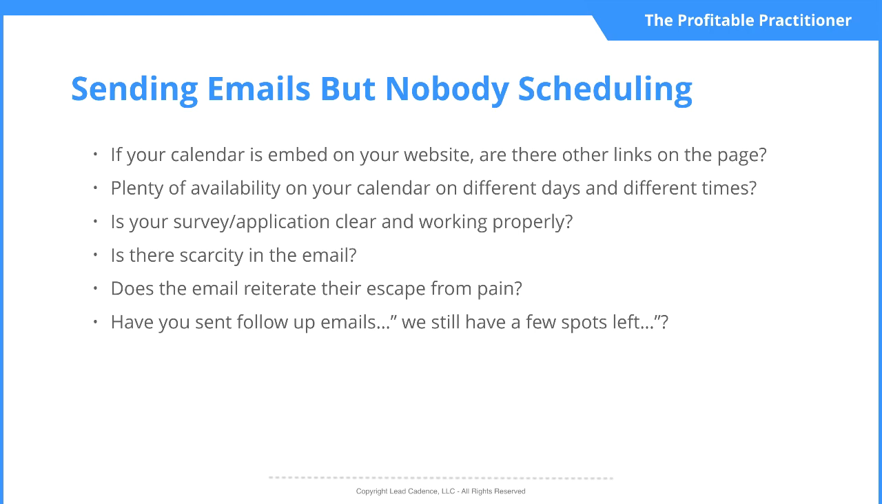Now, if we've been sending these, sometimes just the time of year or the timing of it can be a little weird. So we may need to send a follow-up email that says, hey, we still have a few spots left. We're going to be shutting this down. Then pick a day, 2 or 3 days in the future, and say we still have a few spots left, but if you'd like to secure one, you'll need to do so by X date in the future.